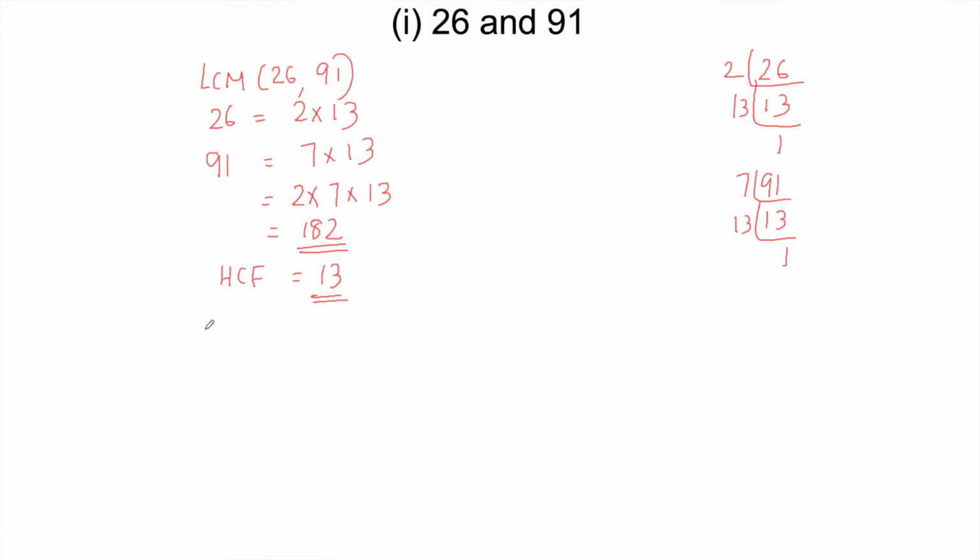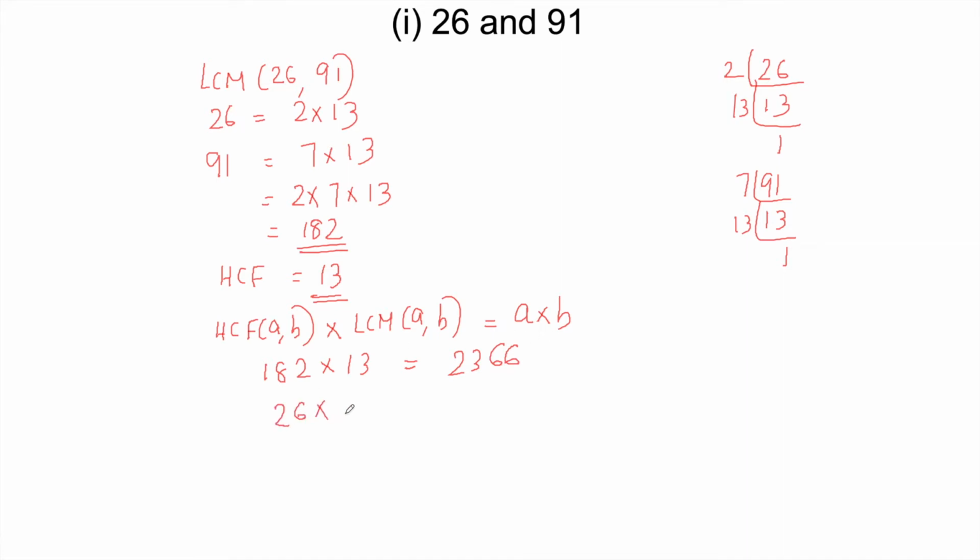Now we should verify this with the formula. What is the formula? HCF of a, b into LCM of a, b is equal to a into b. 182 into 13 will get as 2366. And now you have to find the product of the two numbers, 26 into 91. After calculation, you will get 2366 only. So, verified.